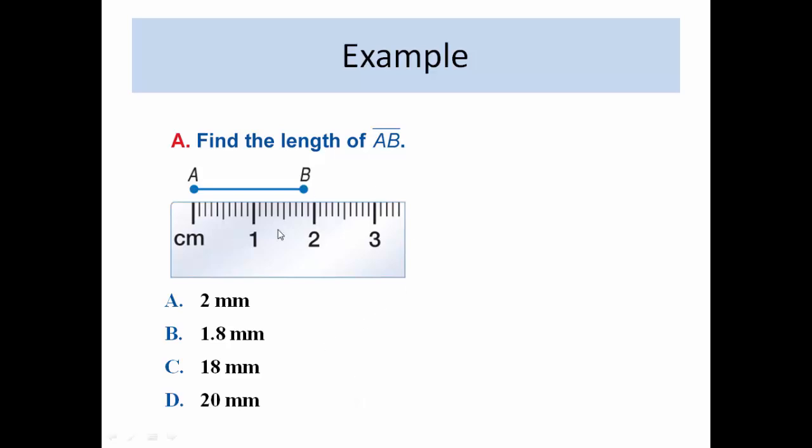Well, it can't be 2 millimeters because millimeters are smaller than a centimeter. Each one of these lines stands for a millimeter. So 2 millimeters is right here. If it's not 2 millimeters, it's also not 1.8 millimeters. Let's look at 18 millimeters. Well, here's 10, and then there's 8 more. So our answer is going to be C.